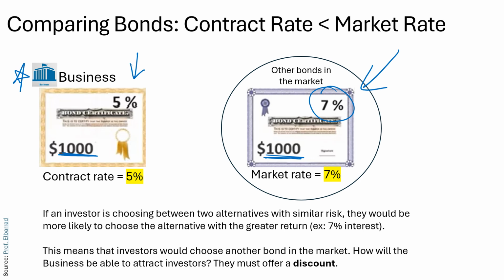So you would offer a discount. And so that's what companies do as well when their contract rate is less than the market rate. They have to offer a discount. So what that means is that instead of paying $1,000 for this, they would, for instance, allow just a $900 initial investment. So we'll talk about that more in just a little bit.